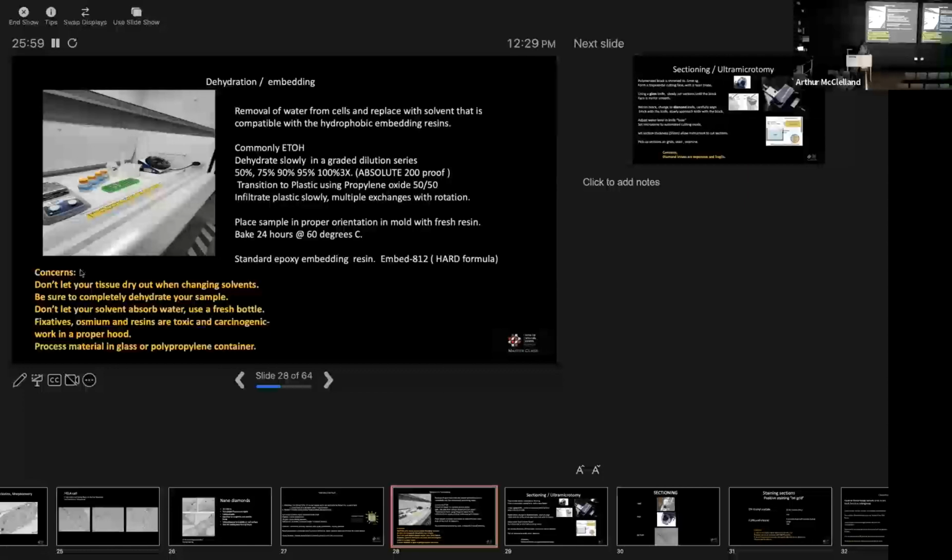The concerns you need to be thinking about as you're doing your dehydration is that you don't want your tissue to dry out when you're doing your exchanges of fluids. Very easy, especially as you get into 100% ethanol and propylene oxide, for that to evaporate very quickly. If you've got a monolayer of cells on a culture dish, that's going to evaporate very quickly. You want to avoid that at all costs.